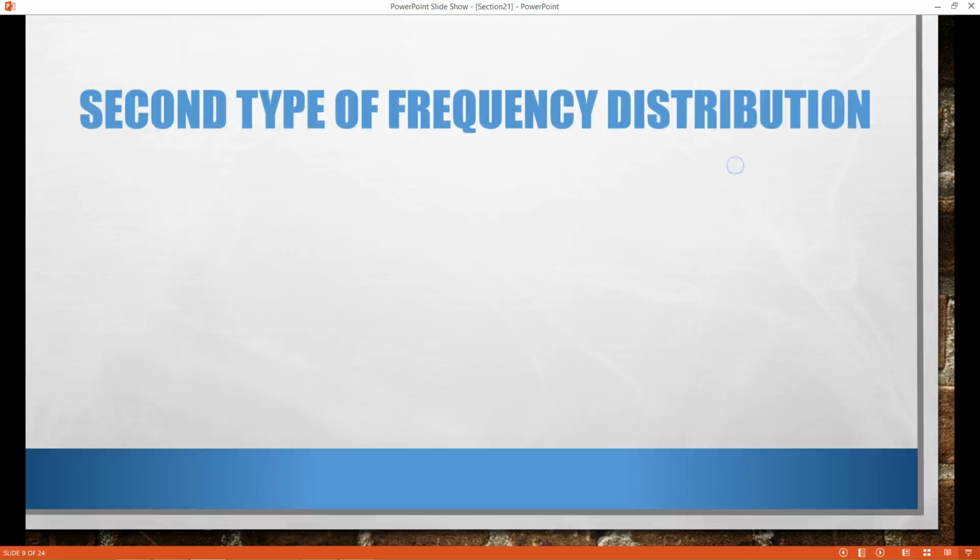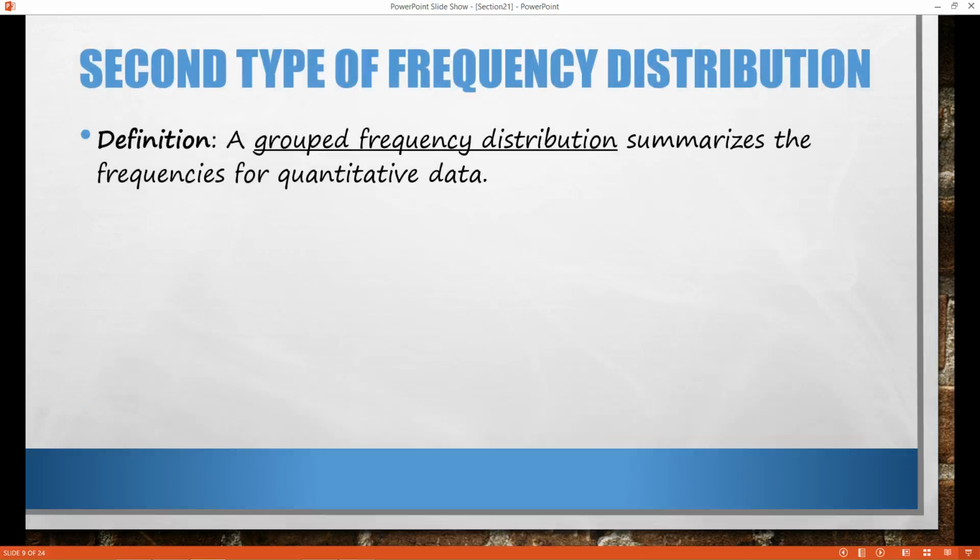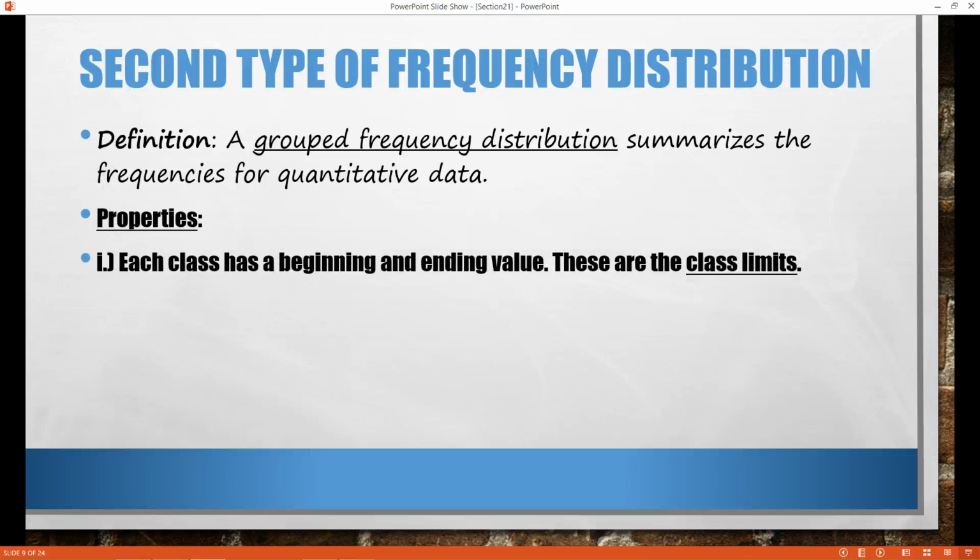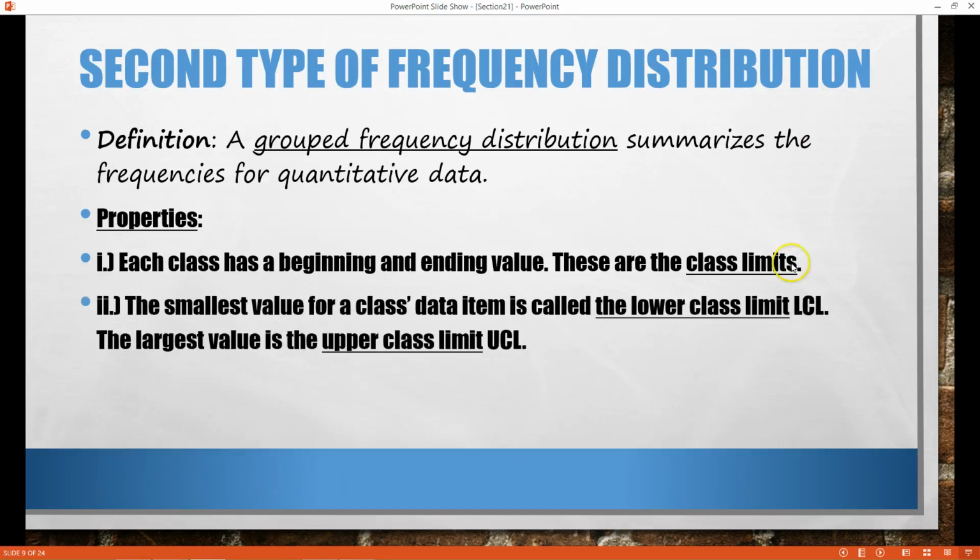Now let's take a look at our second type of frequency distribution here. We can say that a grouped frequency distribution summarizes the frequencies of quantitative data, in other words, numerical data. And we call it a grouped frequency distribution because we have to cluster our data into groups. Each class has a beginning and an ending value. We call these beginning and ending values the class limits.